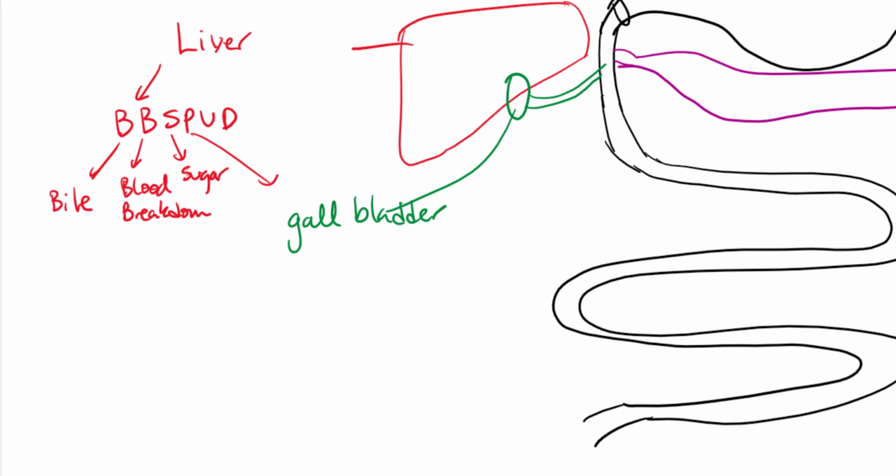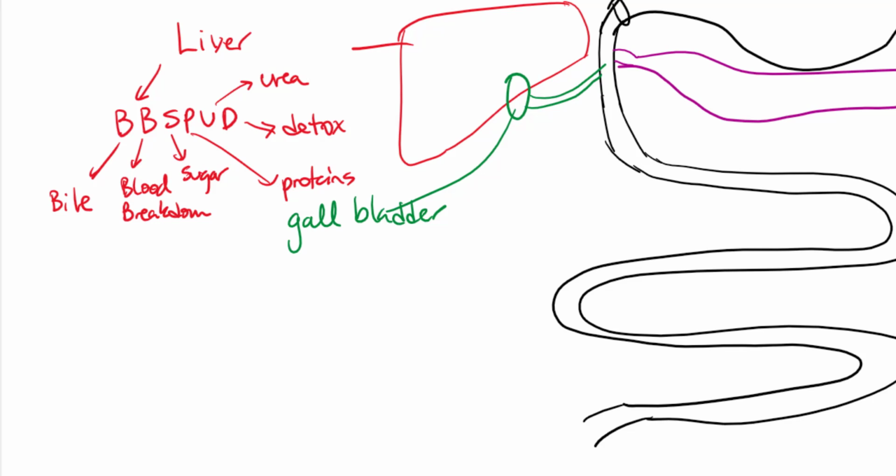It produces proteins, and those proteins are for clotting, and we're going to see that later on in the course. And then we've also got urea, and that's some of our urine. And then it also detoxifies our blood. All right, so it takes out all the poisons and stuff in our blood and cleans it all up. All right, so the bile goes into the gallbladder, and then the gallbladder releases the bile.